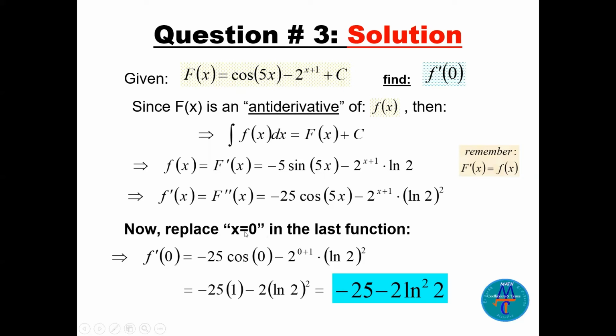Let's replace x equals 0 in the last equation here. F prime at 0 will be minus 25 cosine of 5 times 0, which is cosine of 0, minus 2 to the power 0 plus 1 times ln of 2, all squared. Remember, all squared. So cosine of 0 is 1, so that's minus 25 minus 2 times this one here. So ln of 2 all squared, we can leave it like this in the bracket, or we can put the square on the function ln. So it becomes minus 25 minus 2 ln squared of 2.